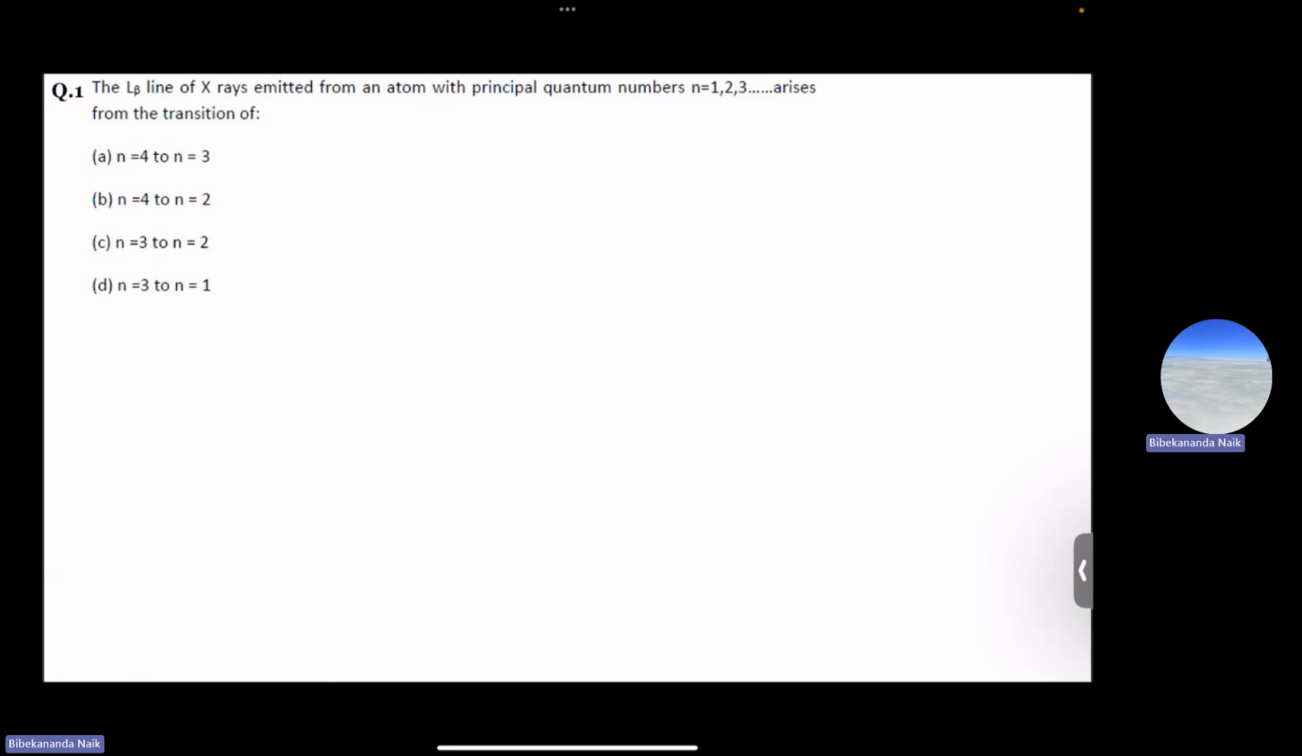Now this question says: the line of X-rays emitted from an atom with principal quantum number n equals 1, 2, 3 arises from the transition of option A, n equal to 4 to n equal to 3; option B, n equal to 4 to n equal to 2; option C, n equal to 3 to n equal to 2; and option D, n equal to 3 to n equal to 1.